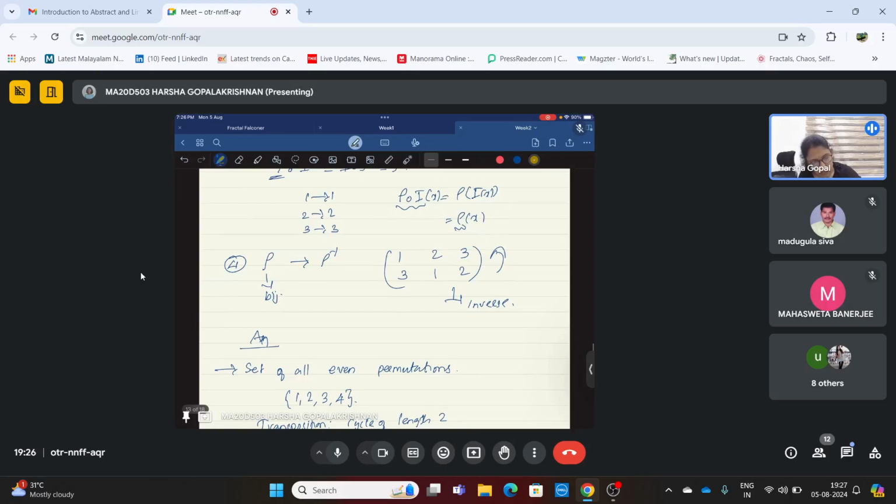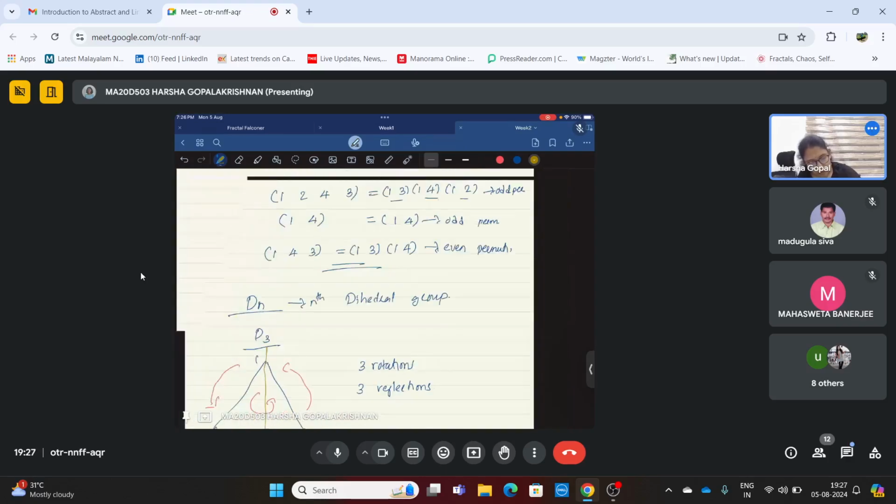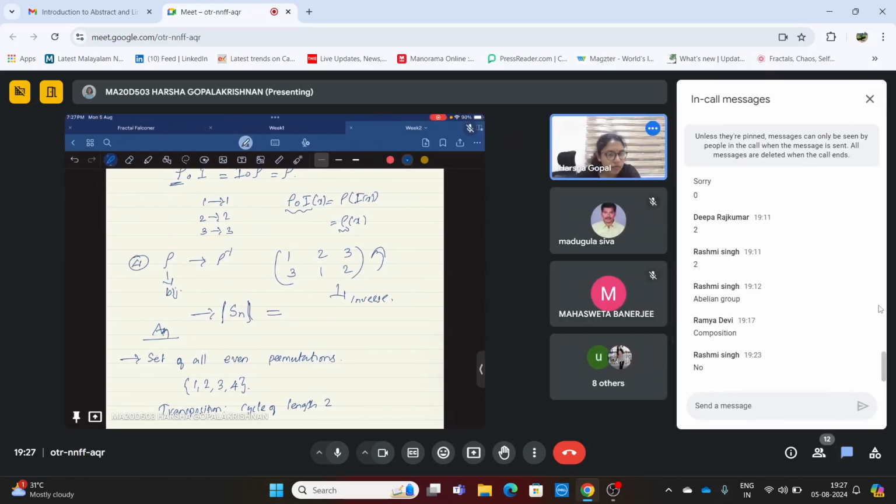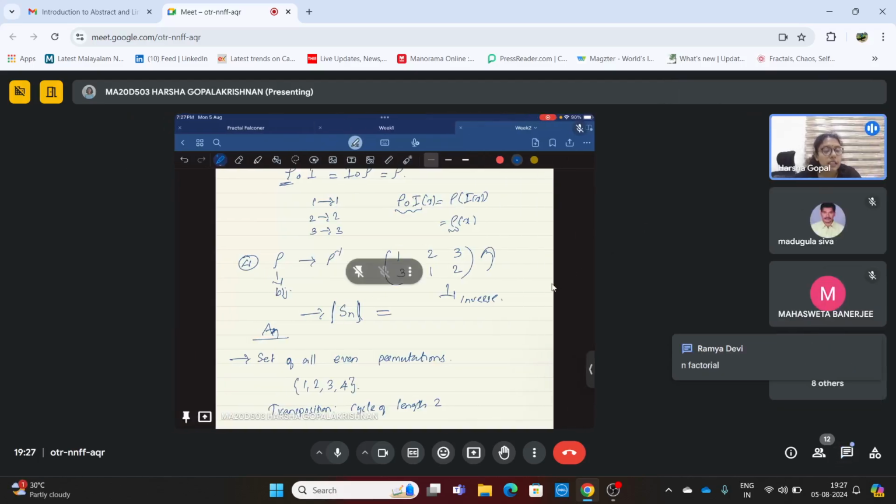Before going further, in Sn, how many elements will be there? I told you Sn is the set of all permutations, the set of all bijective mappings from a set of n elements to a set of n elements. What is the cardinality of Sn? Any idea? The question is how many bijections. Yeah, n factorial. Very good.